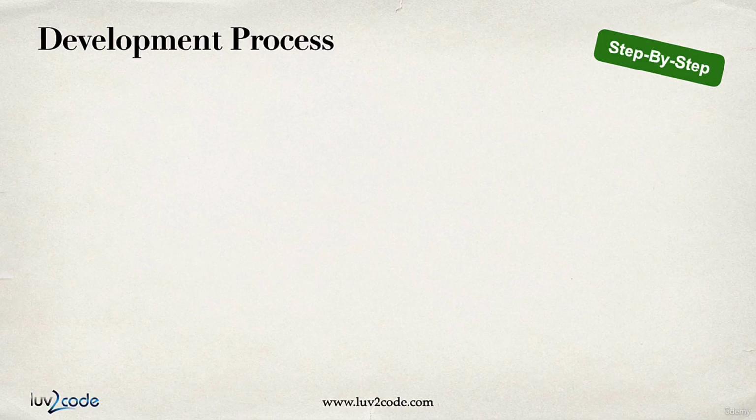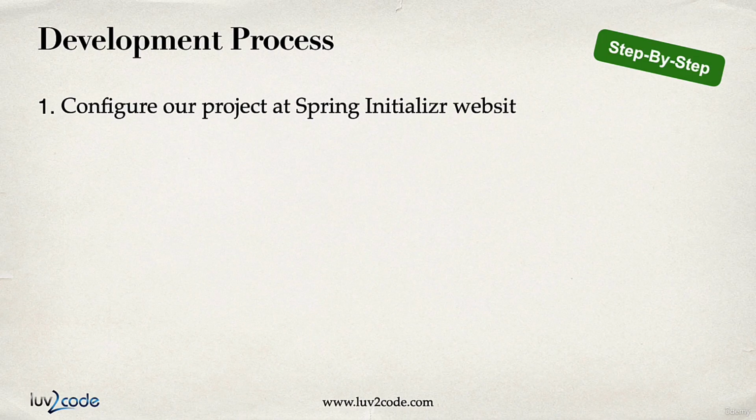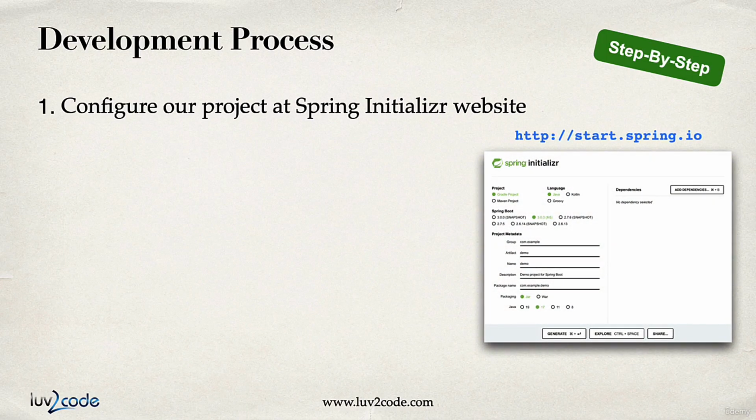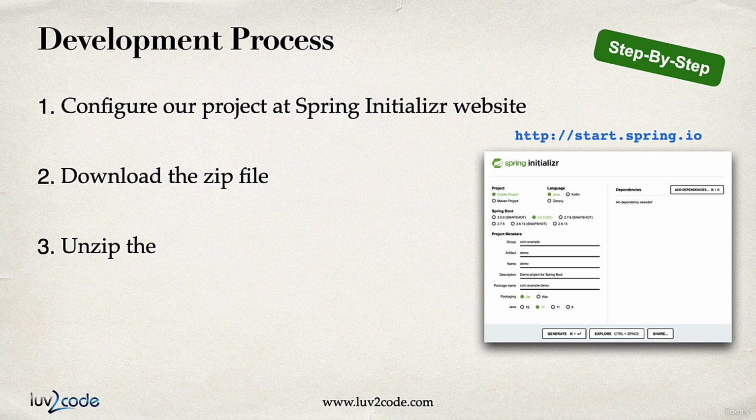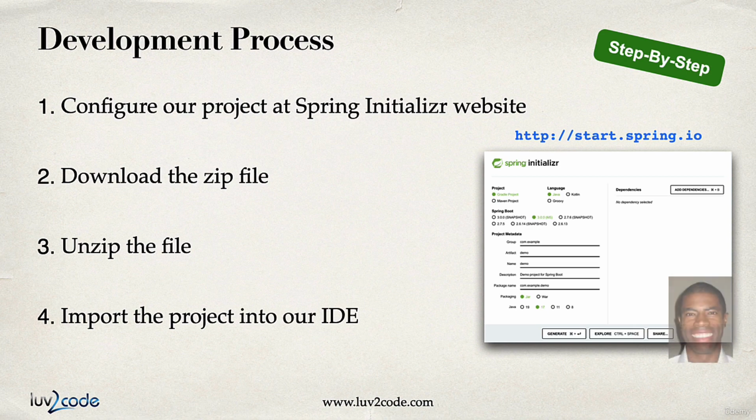So for the actual development process, the first thing we'll do is configure our project at the Spring Initializer website, start.spring.io. We'll download the actual zip file that it creates for us, and then we'll unzip that file. And then finally, we'll import that Maven project into our IDE. All right, so let's go ahead and dive in and get started.